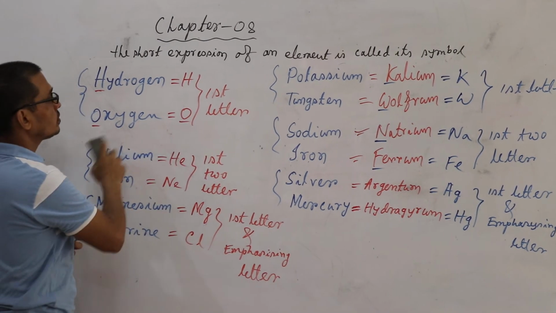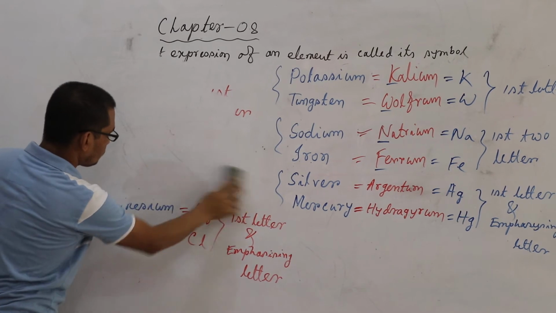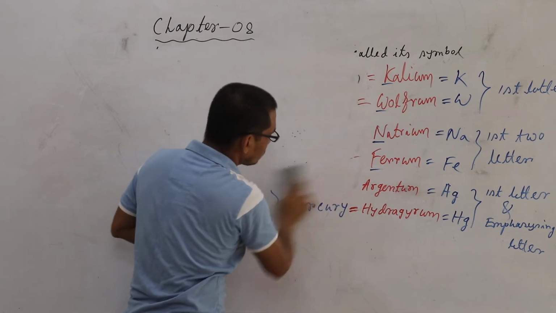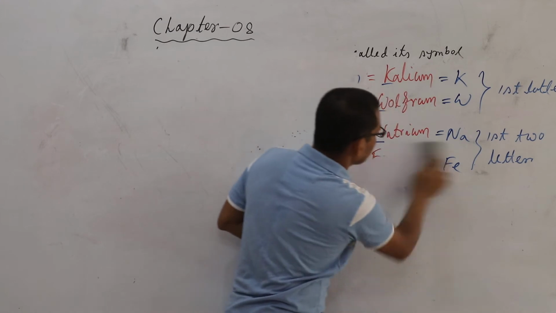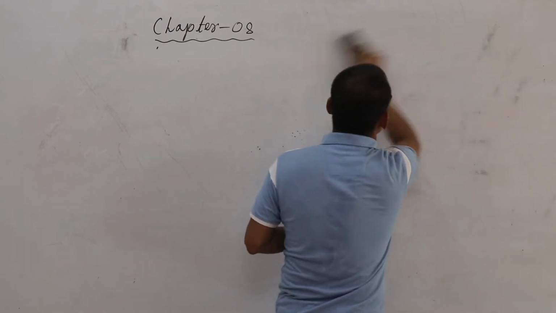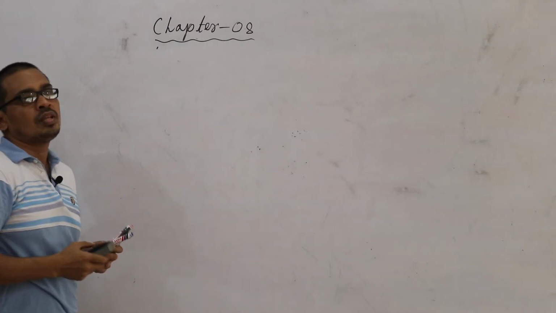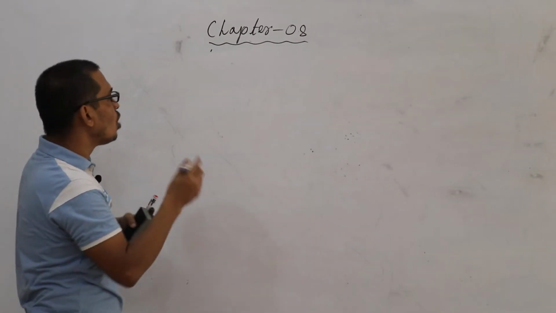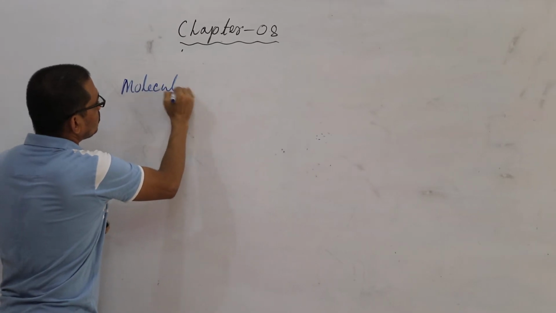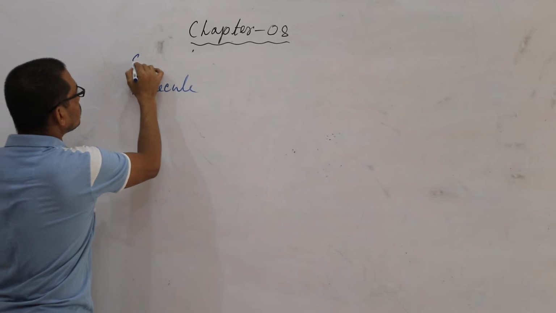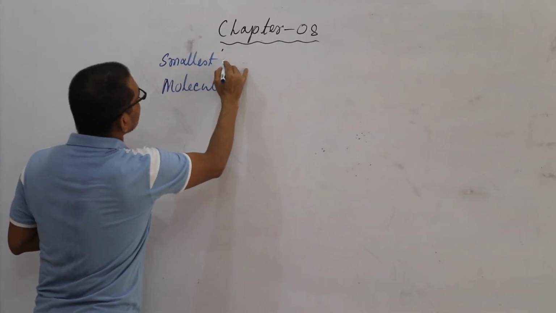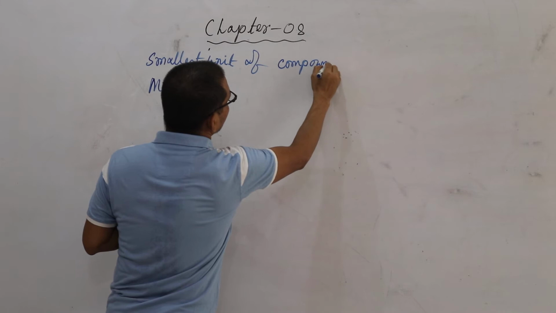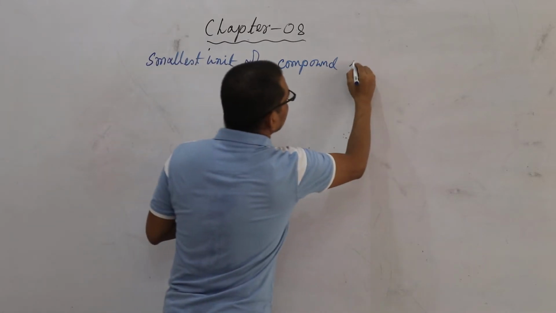Now come to the formula. You know, the smallest part of a compound is a molecule. The smallest unit of a compound is a molecule.